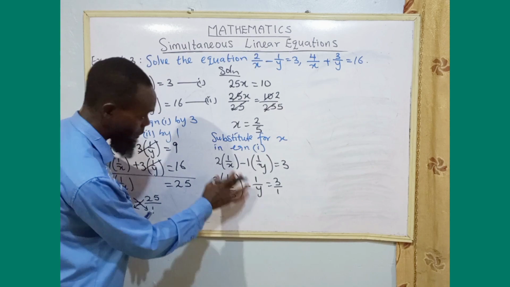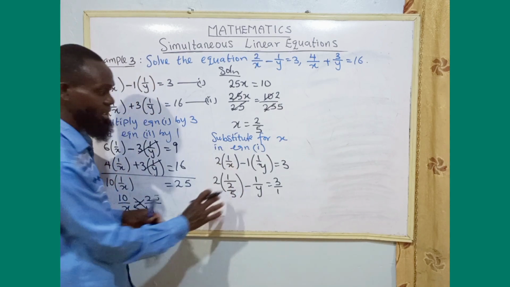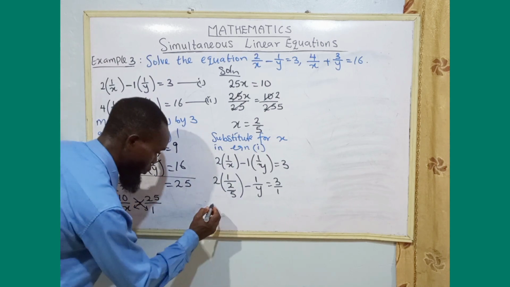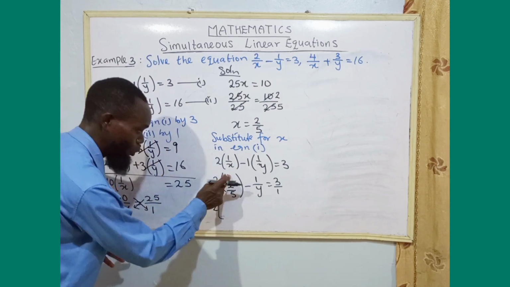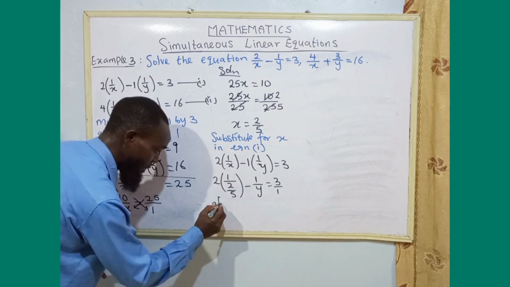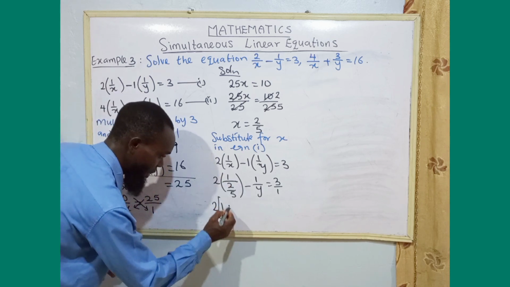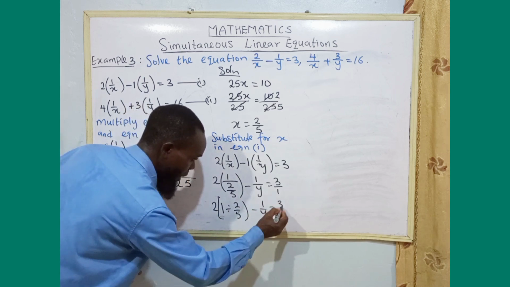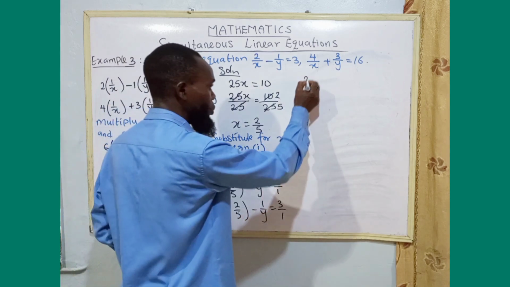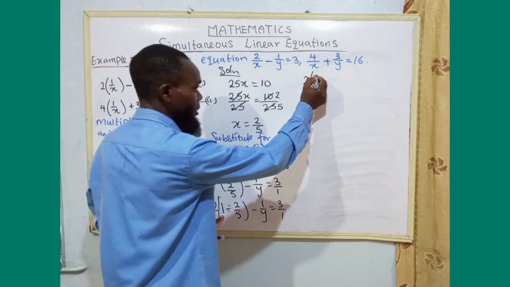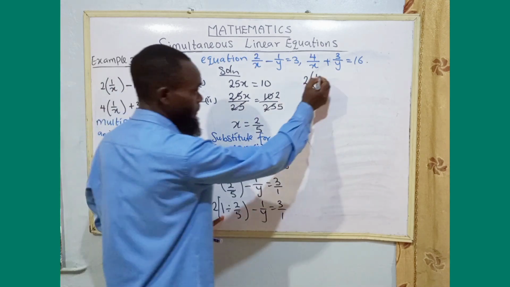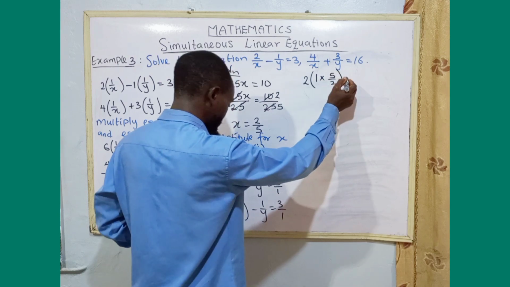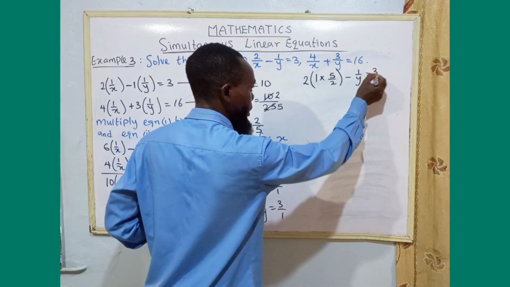From here, let me quickly rearrange this. The value inside, let us rearrange it this way. I have 2, open your brackets. This one on top, which is the numerator, 1, this is division, divided by 2 over 5, minus 1 over y equals to 3 over 1. So I have 2, open brackets, 1. This division will change to multiplication. Then 5 will go up, 2 will come down. 5 over 2 minus 1 over y is equals to 3 over 1.